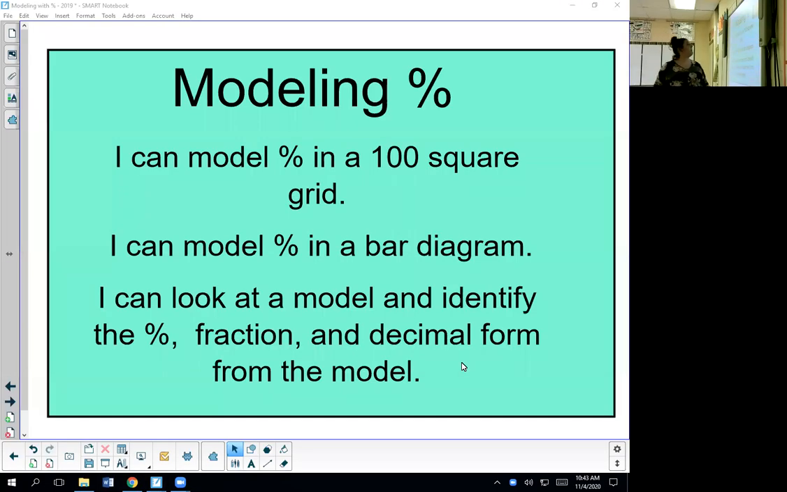All right, guys, today we're going to look at modeling percents. I introduced it each day a little bit, so we're going to focus on what we call a percent model, with a 100 square grid. But then I'm also going to throw in some bar diagrams. And then we're going to be able to know what percent it is, what decimal it is, what fraction. Whatever order works for you, as long as you convert them correctly, it does not matter to me.